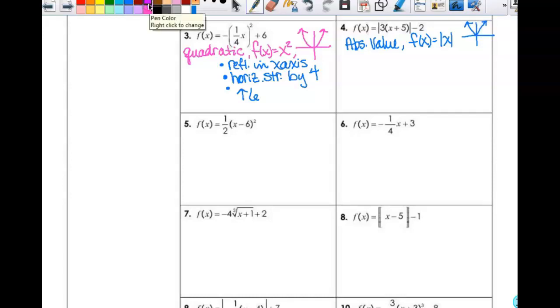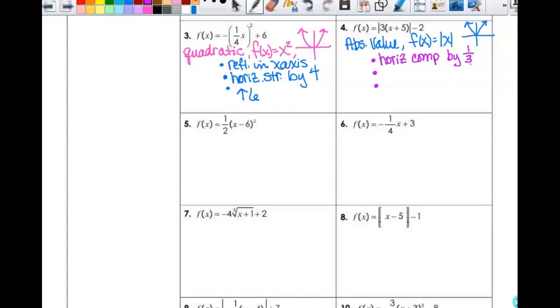All right, so I've got a 3, I've got a 5, I've got a 2. The 3 is being multiplied. Is it going to be a horizontal or vertical? Horizontal. It affects x because it happens before the absolute value. Does that make sense? It's like on the inside. So I know it's horizontal. Is it a stretch or compression? Compression. Good, so it's a horizontal compression by 1/3.